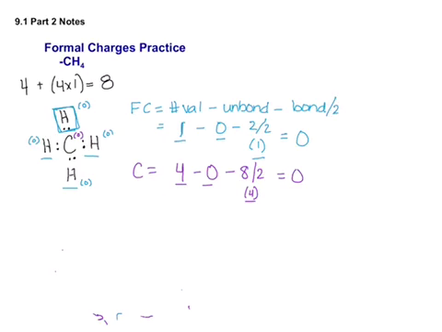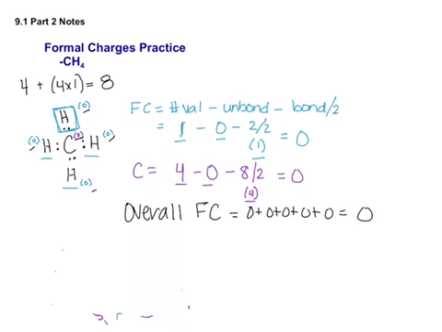So when we look at our overall formal charge, we have 0 plus 0 plus 0 plus 0, 0 plus 0 plus 0 plus 0, plus this final 0. And like I said, you want your overall formal charge to be 0. And so this is the correct structure for CH4.